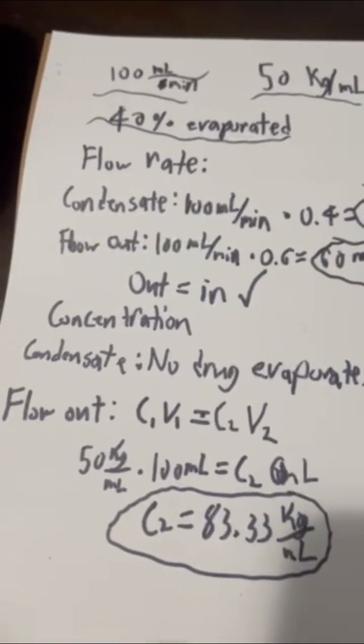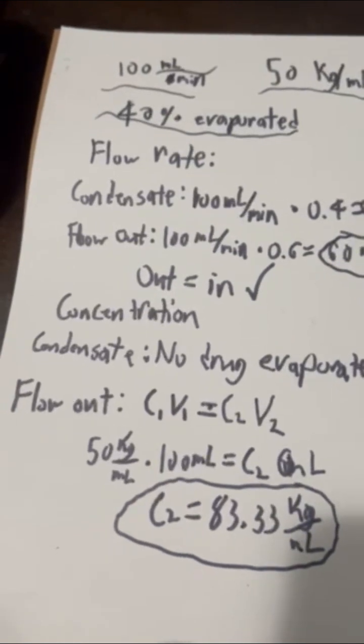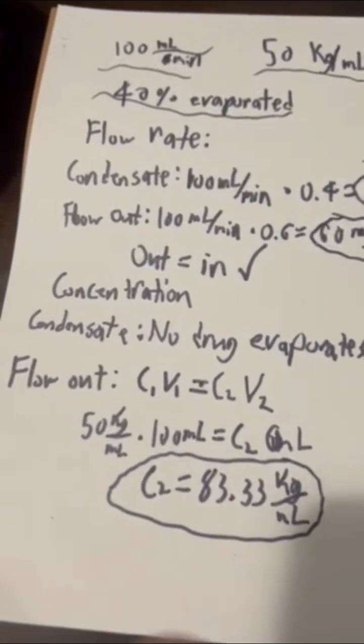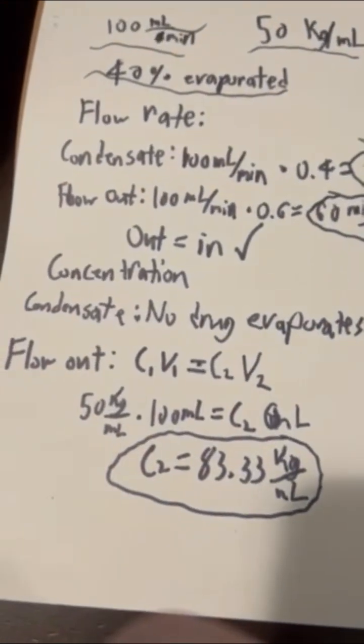And then for the concentration, since we're assuming that none of the drug is going to evaporate with the water, as we see when we distill, or you make salt. So since no drug evaporates, then that means logically the condensate will have a concentration of 0 kilograms per milliliter.